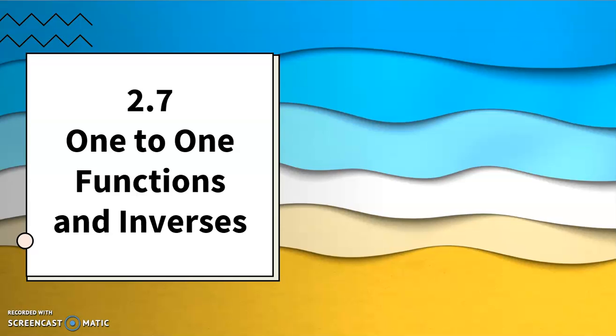Hi everyone, welcome to Pre-Calculus Lesson 2.7, one-to-one functions and their inverses. So the first thing we're going to explore is what is an inverse and what does it mean for a function to be one-to-one. So let's take a look at some definitions.